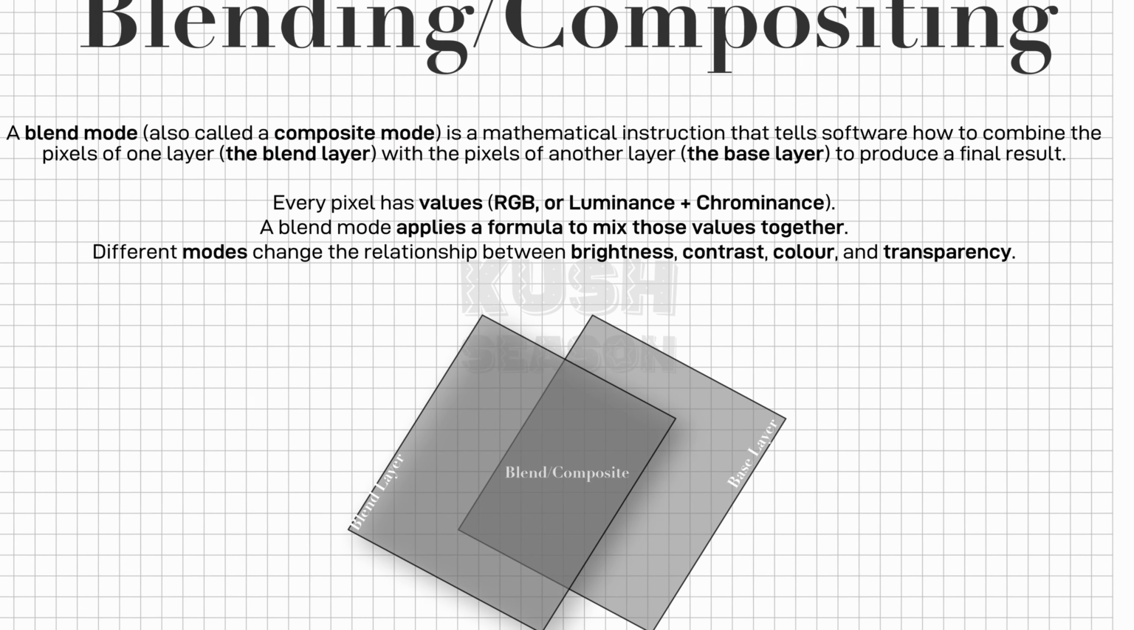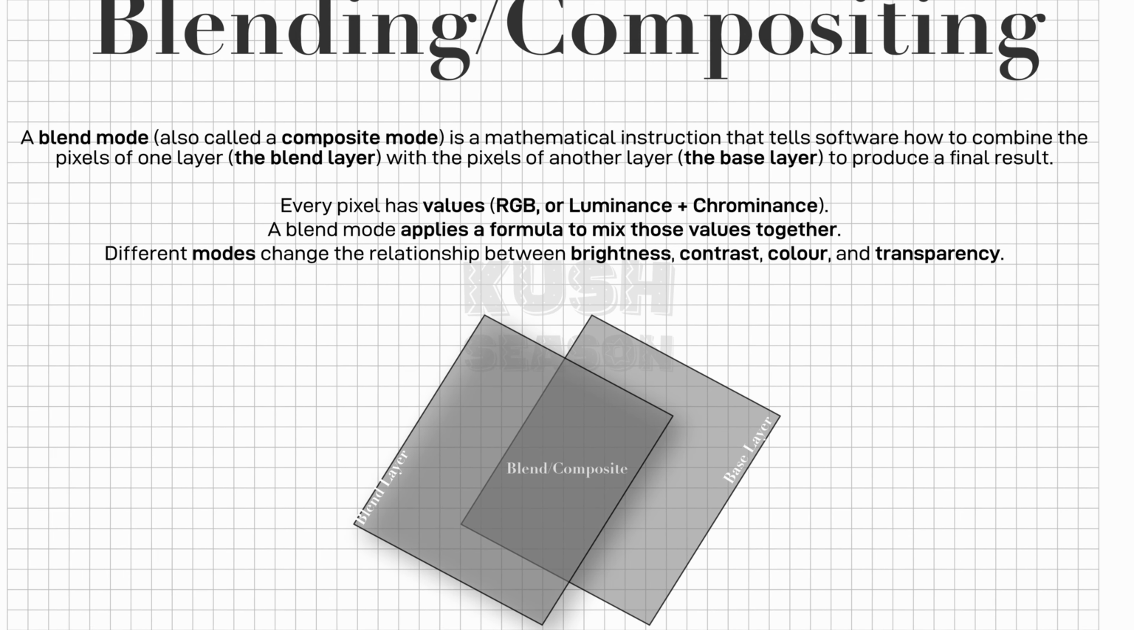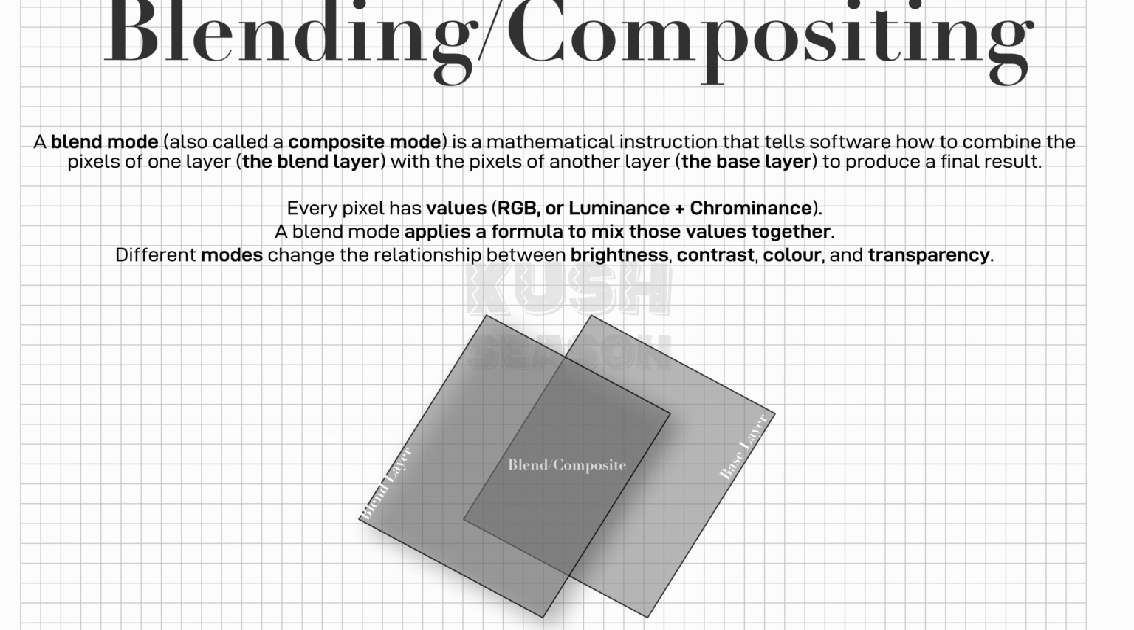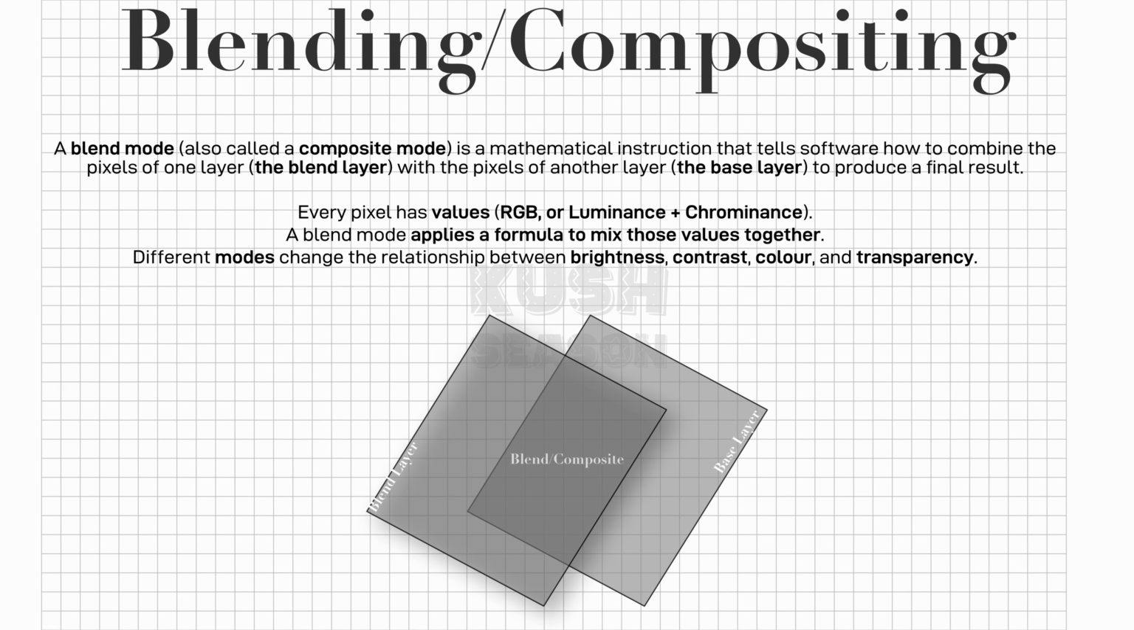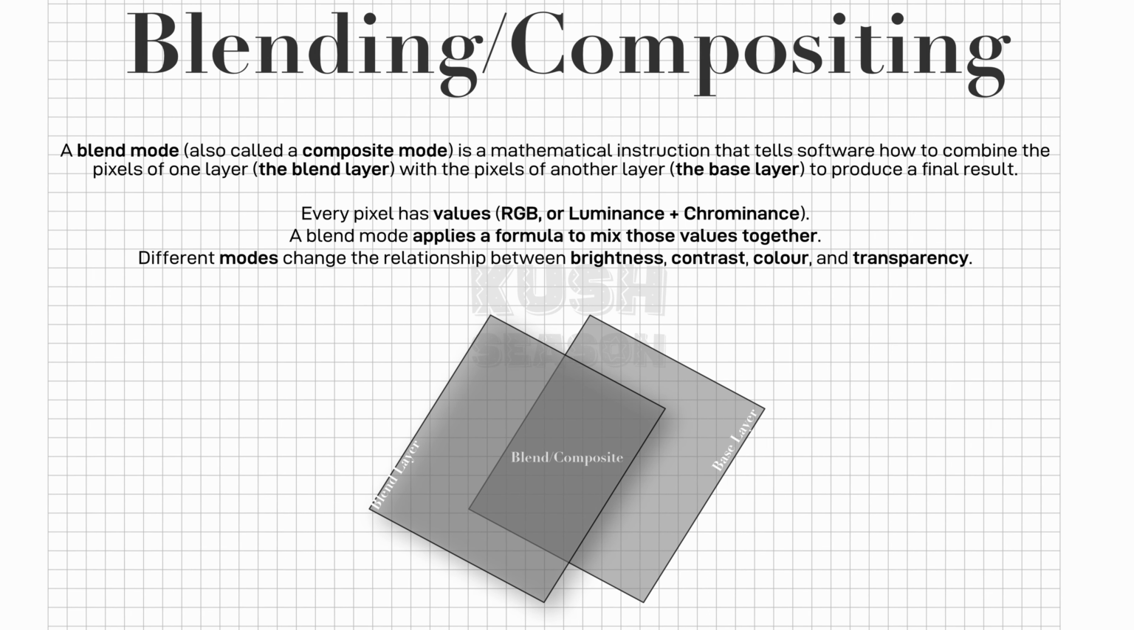And so technically, a blend mode is basically a mathematical instruction that tells your computer what to do with pixels of different layers. In our case, we have a blend layer that is blended with a base layer. There are different ways in which you can combine those layers, and that operation in how those layers are combined is called the blending mode or the composite mode.